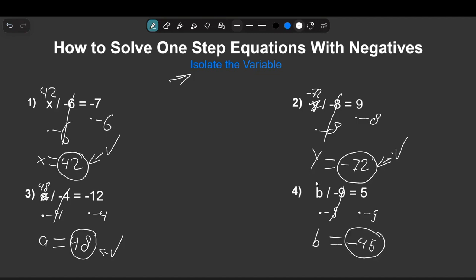So now for the last step, we're going to check if the answer is correct. Minus 45 divided by minus 9 will equal 5. So our final answer of the last example is correct.